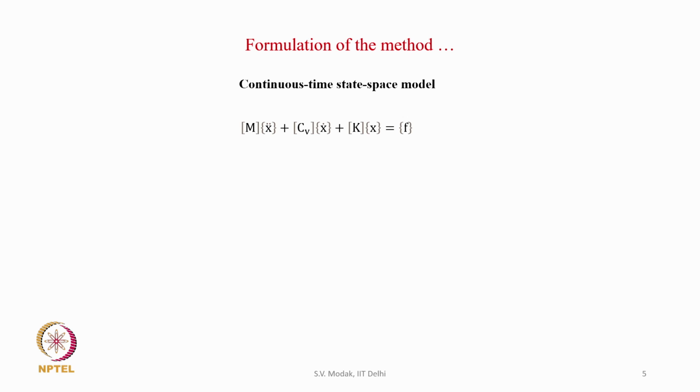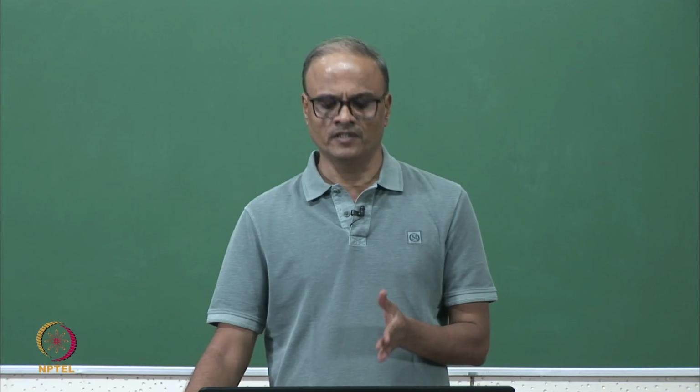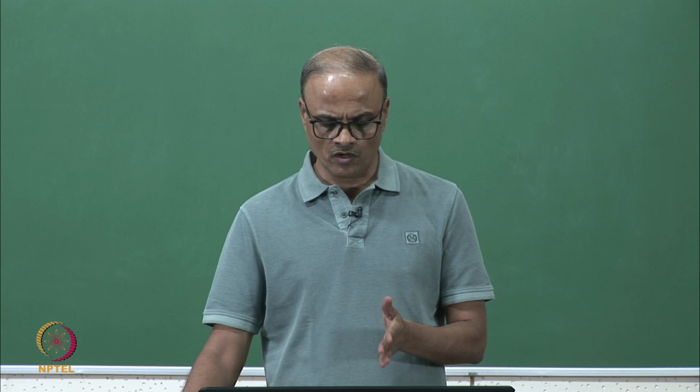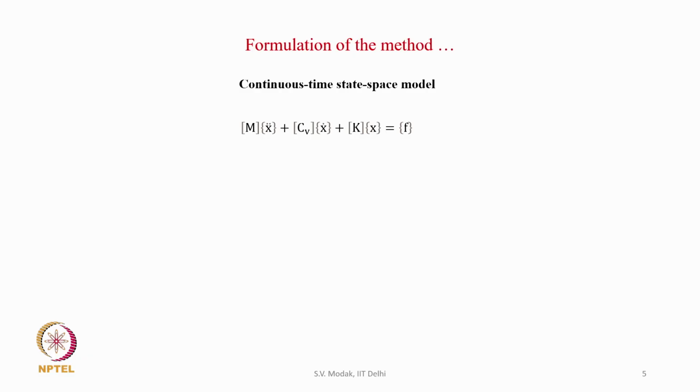Here you can see we have used the symbol cv to represent the viscous damping matrix, because later we are going to use symbol c for representing the output matrix, and that is why in order to make a distinction we are using the symbol cv here to represent the viscous damping matrix. So, now these are second order differential equations. So, now we can obtain state space model from this, okay.